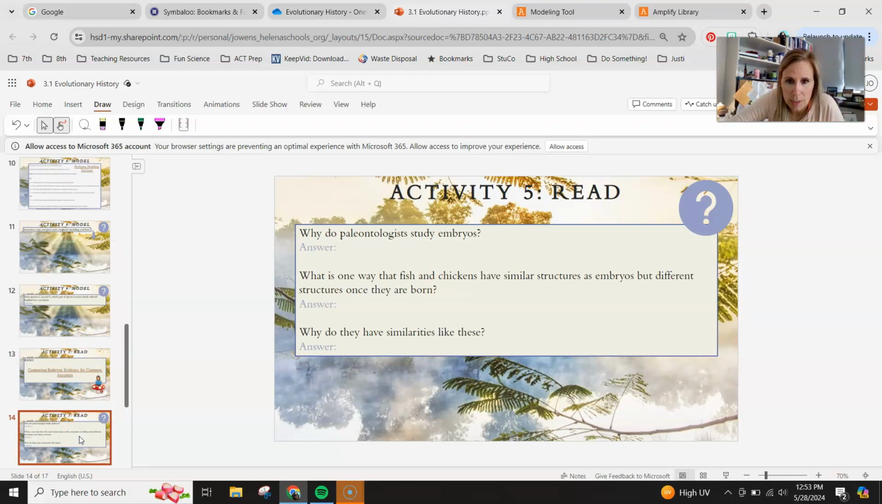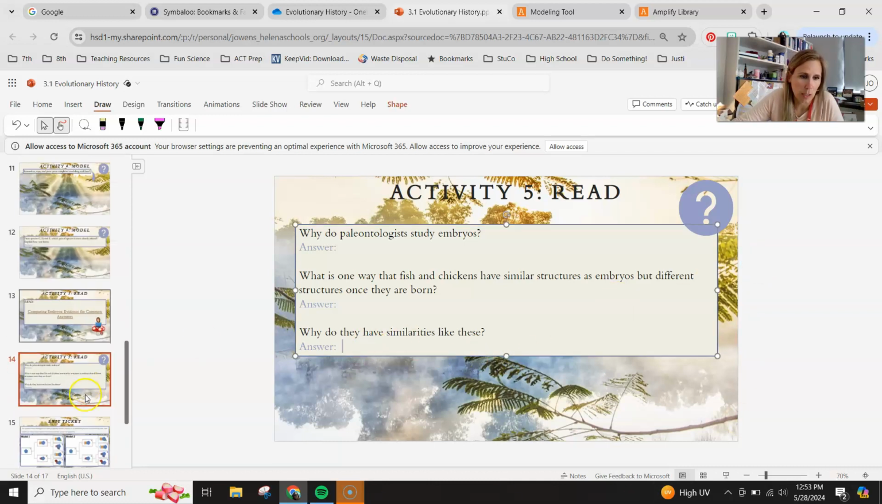Why do paleontologists study embryos? Okay, what is one way that fish and chickens have similar structures as embryos, but different structures once they are born? So when they're just embryos, what's similar about them? And then what's one way that they're the same or different once they're born? And then why do they have similarities like these? When they're embryos, why do they have these similarities?